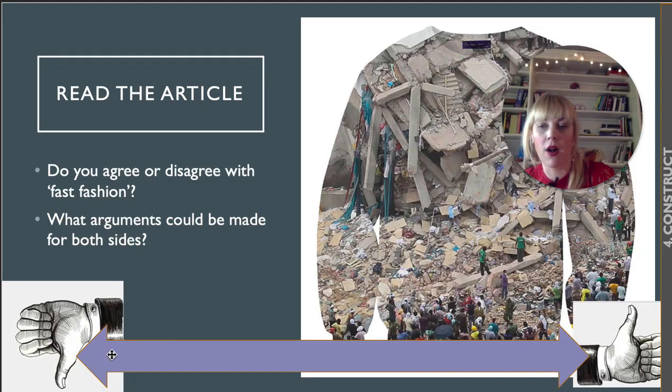You can either write it out between 1 and 5, 5 being totally agree with fast fashion and think it's fair enough, down to 0, totally disagree with fast fashion and think we need to do more to prevent fashion being fast. And then what arguments could be made on both sides?